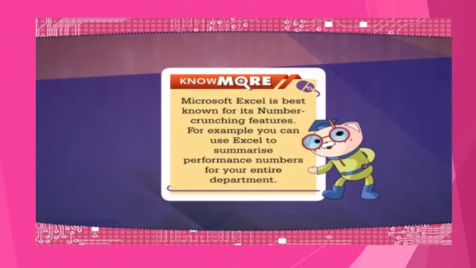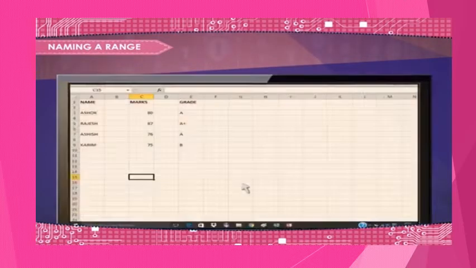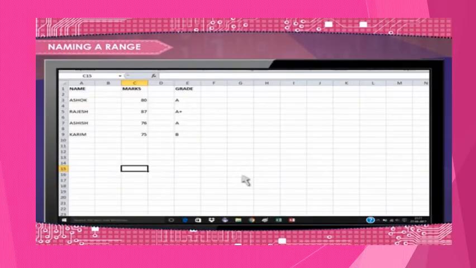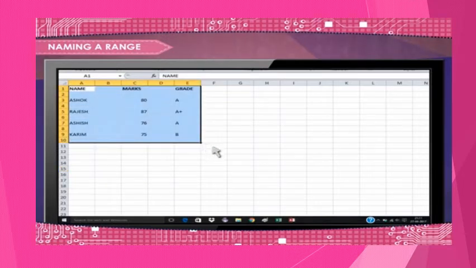Microsoft Excel is best known for its number crunching features. For example, you can use Excel to summarize performance numbers for your entire department. Naming a range. To name a range in MS Excel, all you need to do is select the range to be named. Type the name which is to be given to the selected range in the name box. Whenever you need to refer to the range, just click in the name box and pick the range name from its drop-down list.